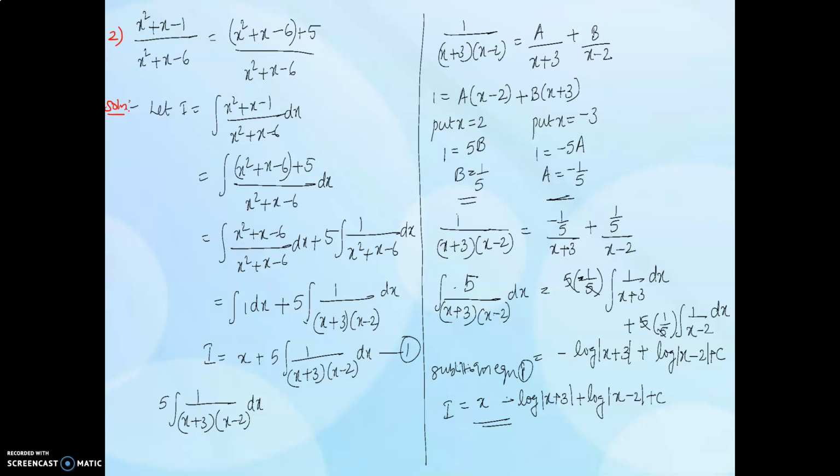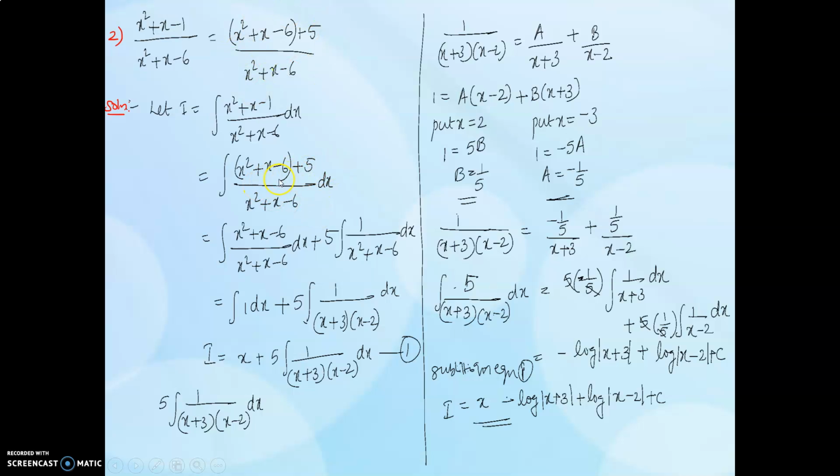Next question is x square plus x minus 1 upon x square plus x minus 6. Now both the numerator and denominator have the same degree, so we can adjust the numerator as the denominator. So this term will become x square plus x minus 6 plus 5 upon x square plus x minus 6. So this question can be written as let I is equal to integral x square plus x minus 1 upon x square plus x minus 6 dx. Then we can substitute this term here.